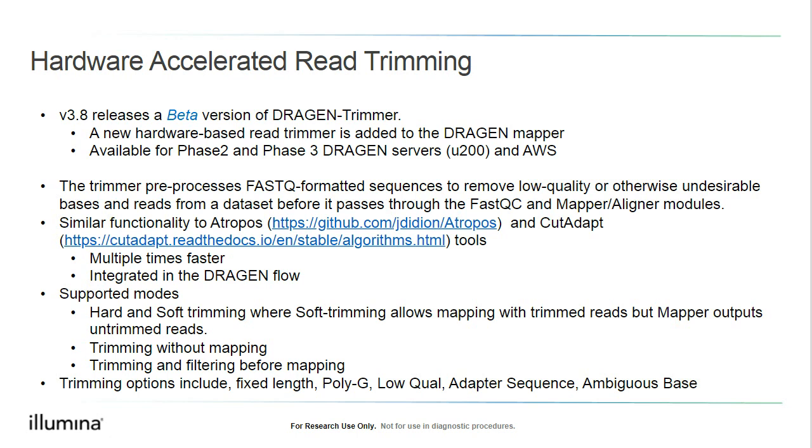So something that otherwise you would have to go outside of DRAGEN to do the trimming step, and bring the FASTQ files back in, you don't have to do any of that. It's all built in, and you can run it as part of your standard workflow from your FASTQ files that are coming out of your BCL to FASTQ conversion.